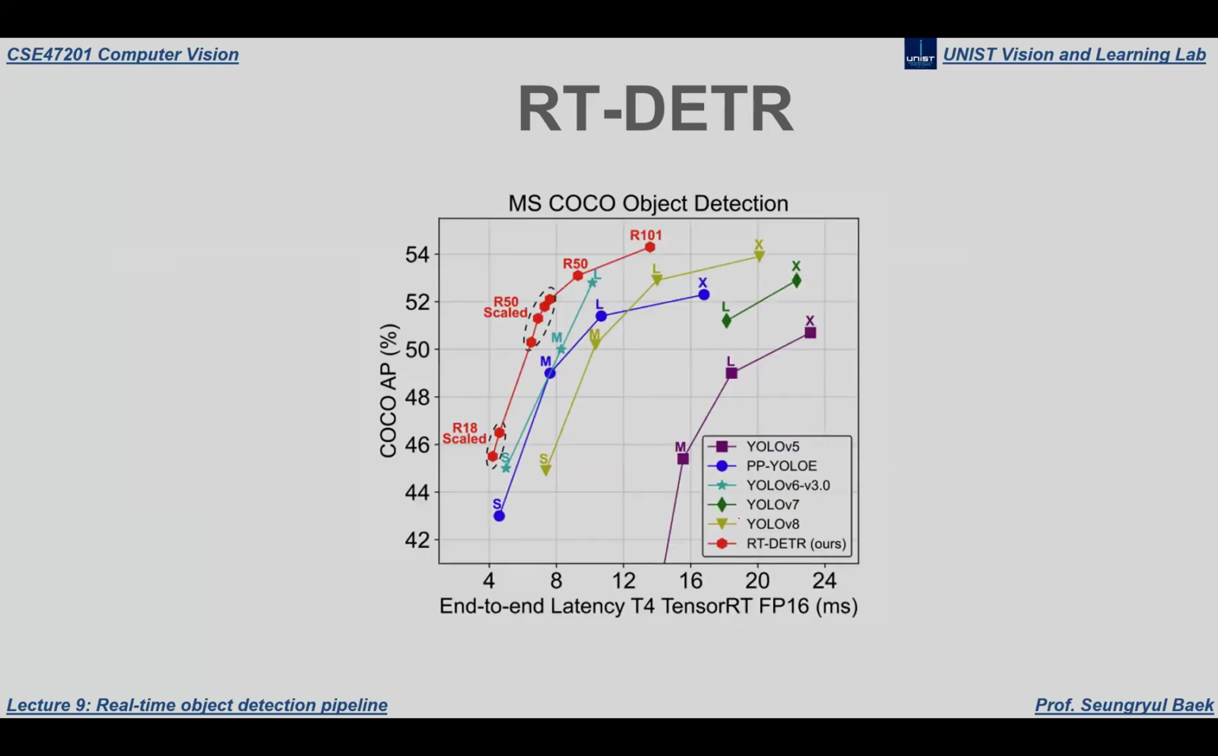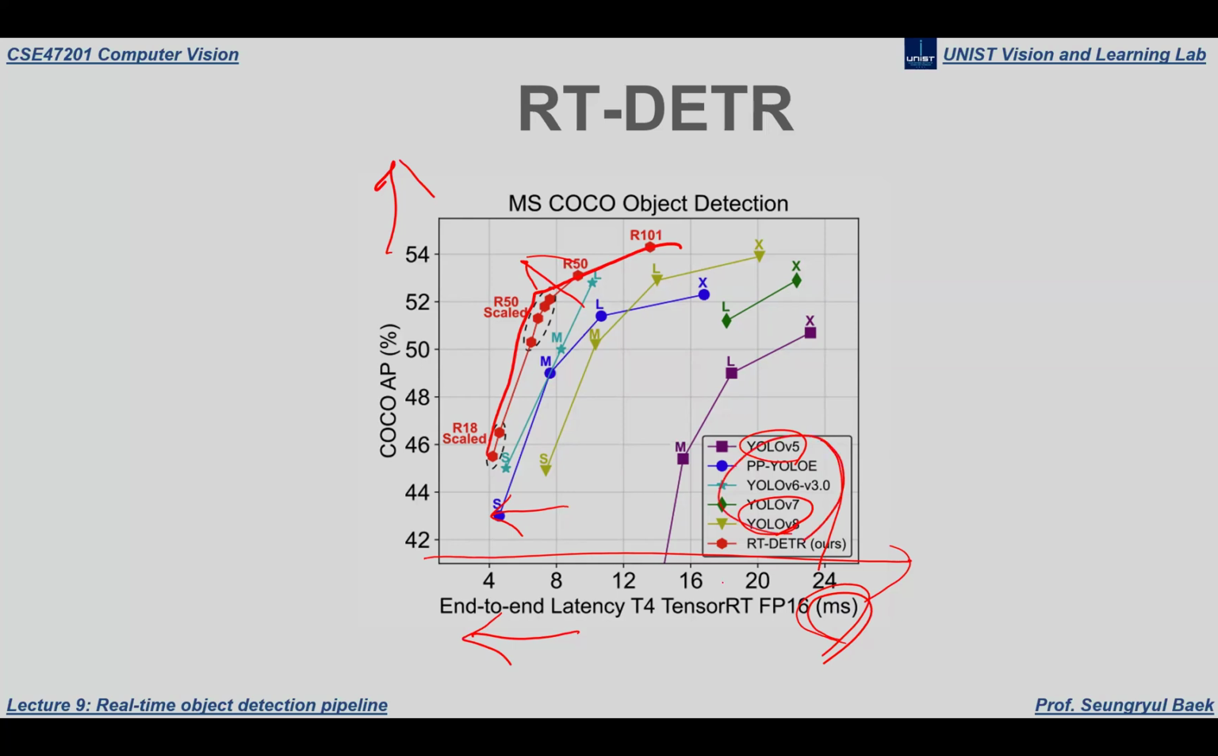Compared to a recent version of YOLO, they are saying that their algorithm is faster. On the x-axis, they are showing the speed in milliseconds. Okay. If it goes in this direction, it means the algorithm is faster and takes less time. And the y-axis denotes the accuracy, and their RT-DETR performance lies here. So their algorithm is more accurate and faster than previous YOLO-based algorithms.